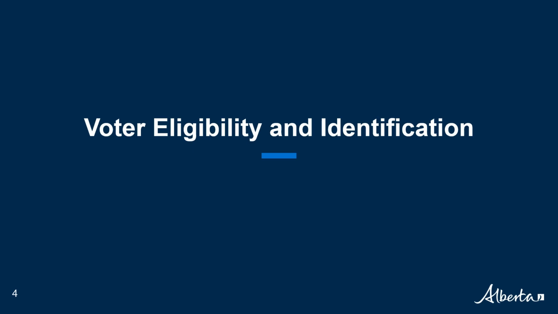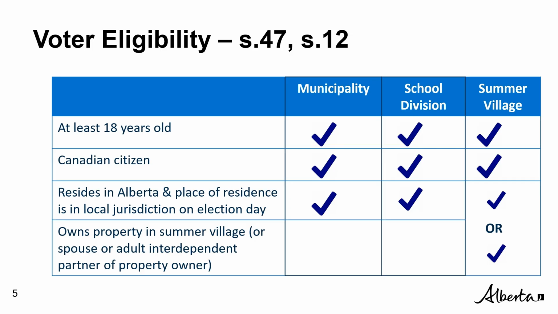So, starting with voter eligibility and identification. To be eligible to vote in a municipal election, a person must be at least 18 years of age or older, a Canadian citizen, and reside in Alberta. The person's place of residence is located in the local jurisdiction on election day. In the case of school board elections, the elector must also be a resident of the division or ward of the school district, and their eligibility to vote is based on the elector's declaration of eligibility to vote for either a public or separate school board trustee.